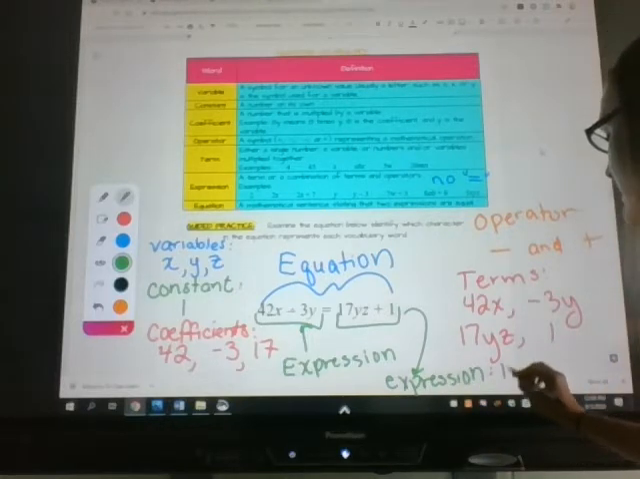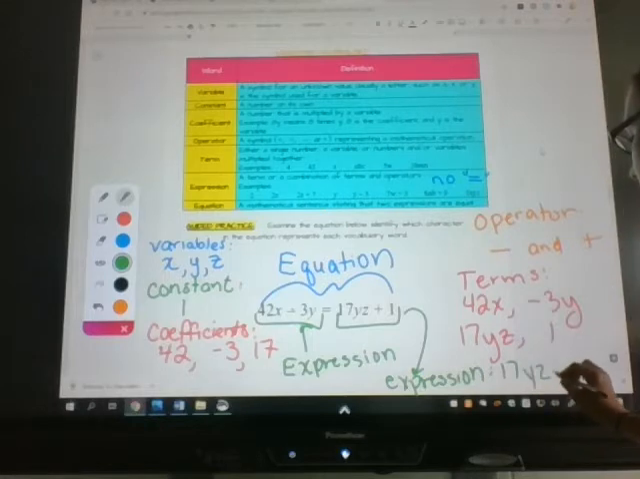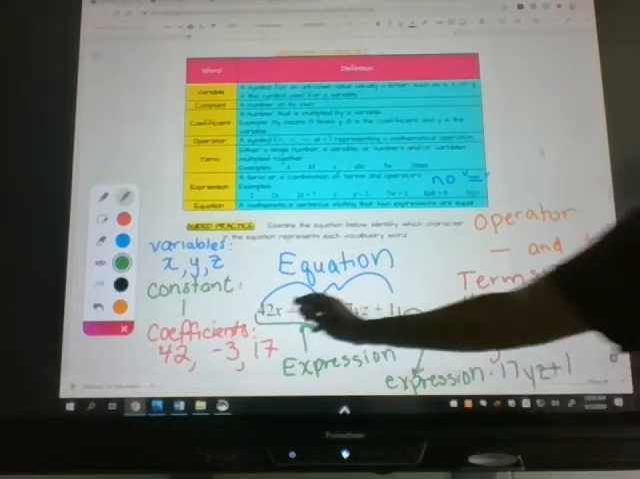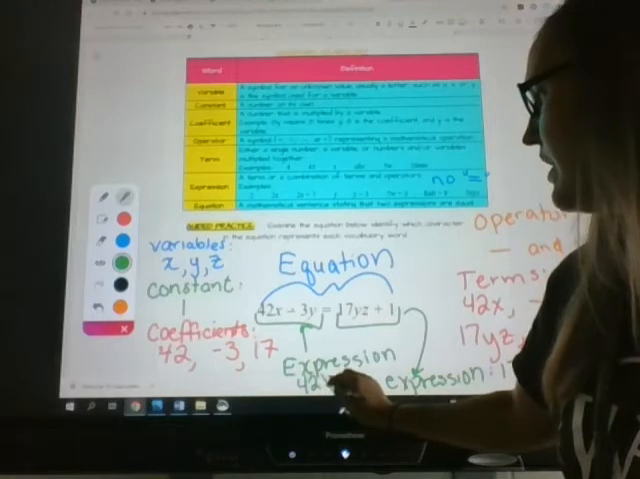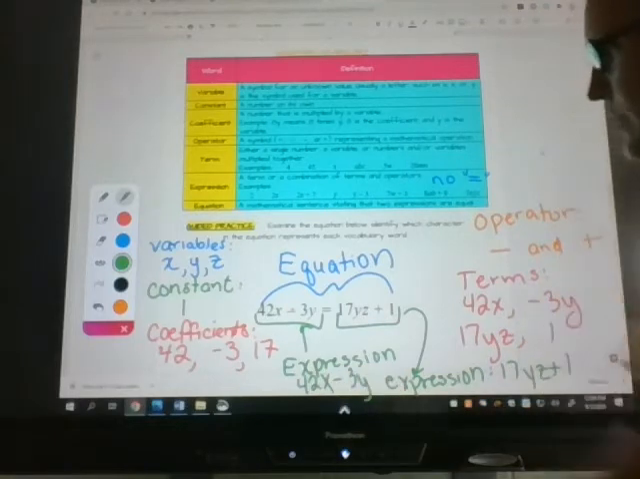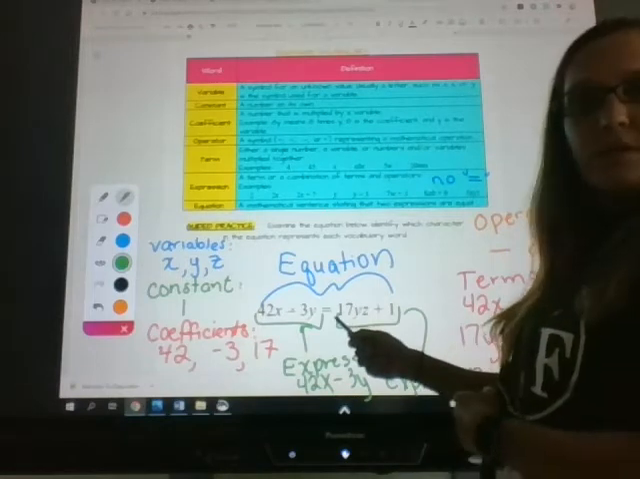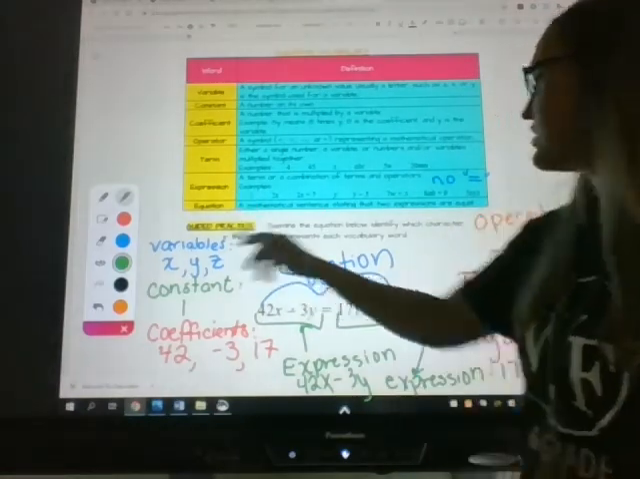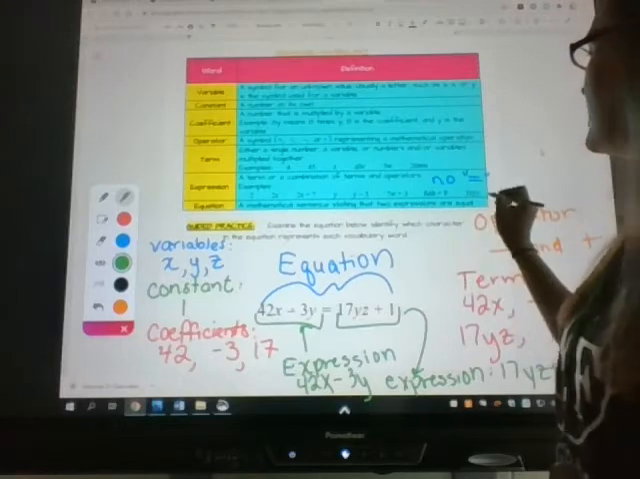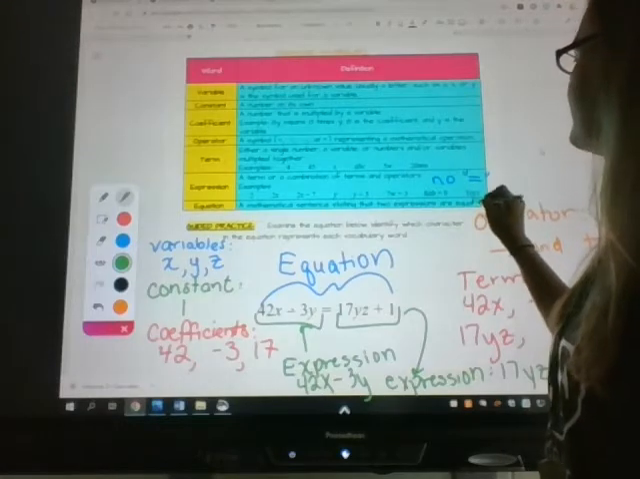So the expression is 17yz plus 1. And this expression is 42x minus 3y. So we have an expression, another expression. When you put an equal sign in between them, it becomes an equation. So again, the main thing that makes something an equation is that it has an equal sign.